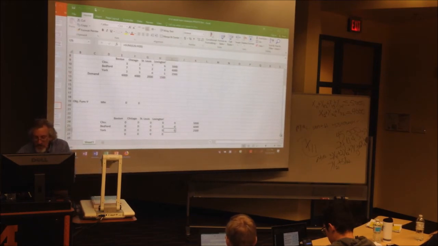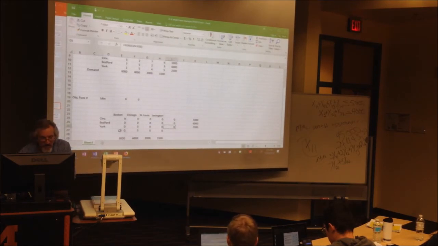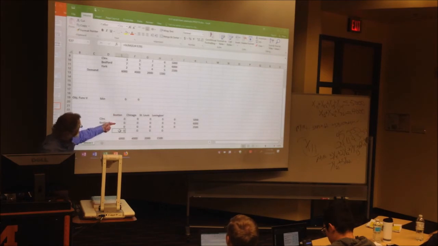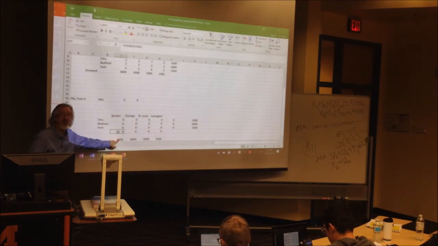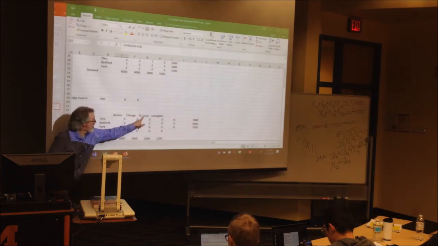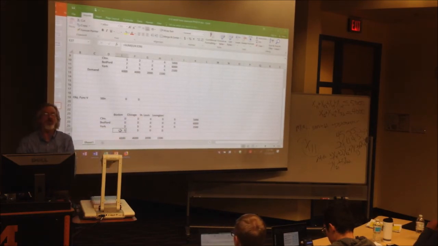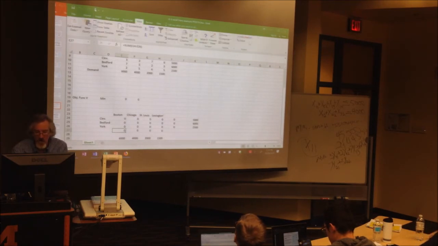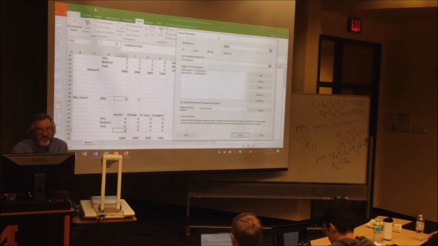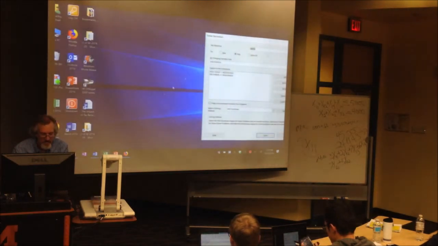Now there's a little part you can't see here. The sum of everything being shipped to Boston has to equal 6,000. Boston ordered 6,000 of these. Chicago, 4,000. So, now look at this solver. This is different than you've seen before.